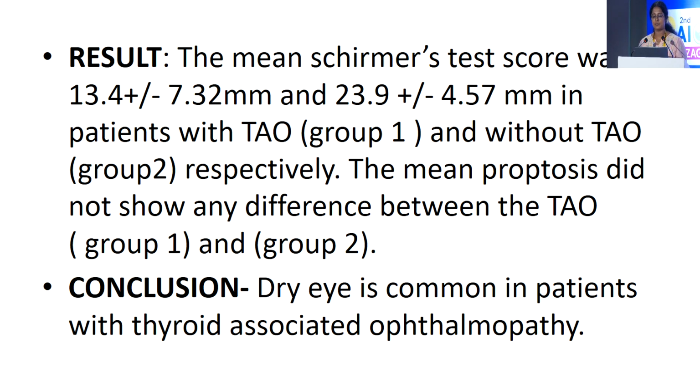Result: the mean Schirmer's test was 13.4 plus or minus 7.32 mm and 23.9 plus or minus 4.57 mm in patients with TAO and without TAO respectively. The mean proptosis did not show any difference between the groups. Conclusion: dry eye is common in patients with thyroid associated ophthalmopathy.